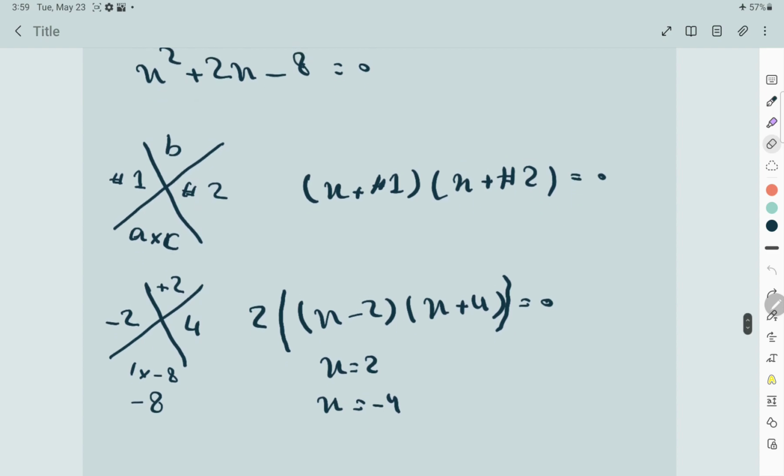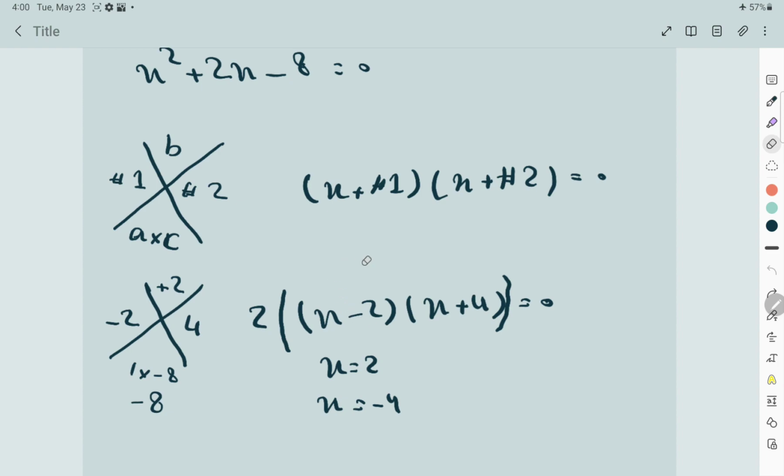So here our B is 2 and our A times C is negative 8. We need two numbers that add together to give you 2, and when you multiply them together give you negative 8. So it's negative 2 and 4. Why negative 2 here and not negative 4? Because your positive value must be bigger, since your B is positive. So negative 2 times 4 is negative 8, and negative 2 plus 4 is positive 2. Put the numbers here: x minus 2 times x plus 4.